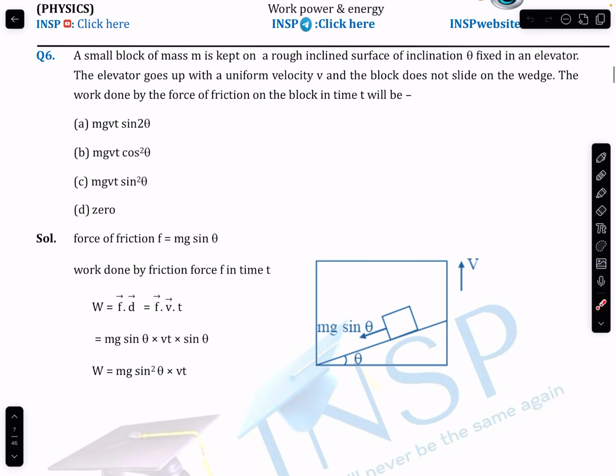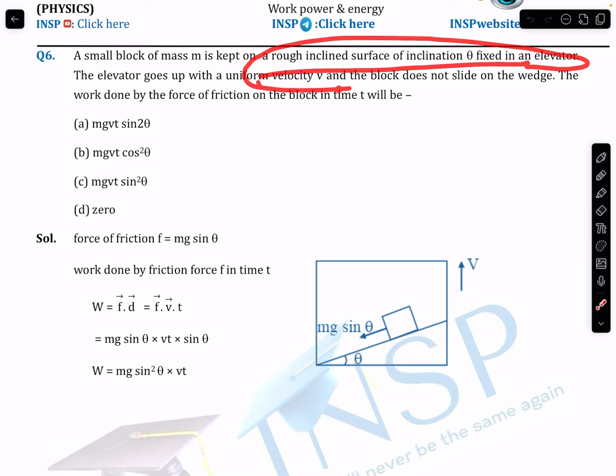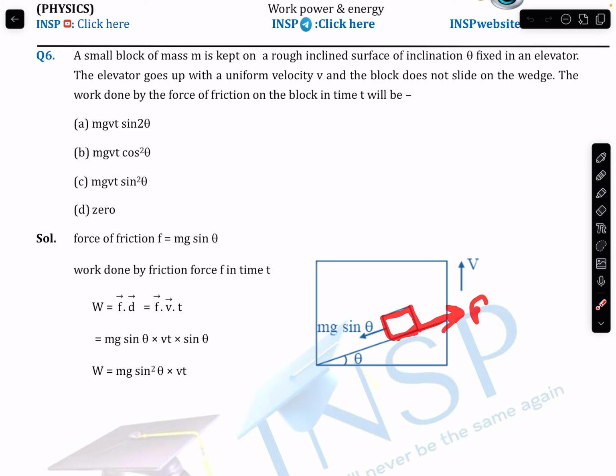Let's come to the next problem. There is a very similar problem, that a small block of mass m is kept on a rough inclined plane of inclination theta, and it is placed on an elevator which is moving up with uniform velocity, and the block is not moving. So if the block is not moving, there must be some force in order to balance it, and that is the force of friction, and its value is equal to mg sin theta, which is down the incline. Normal reaction is N, and this is mg cos theta.